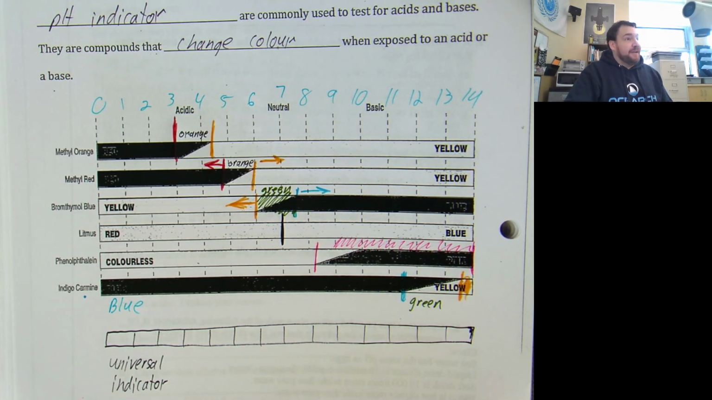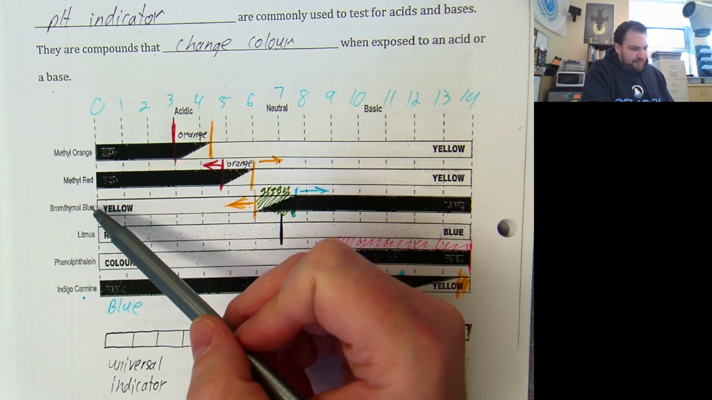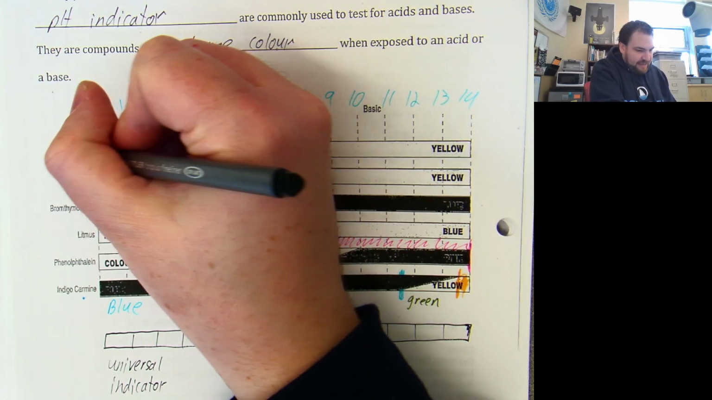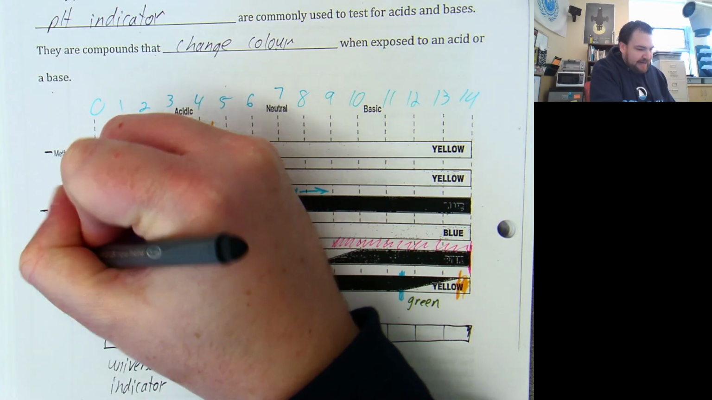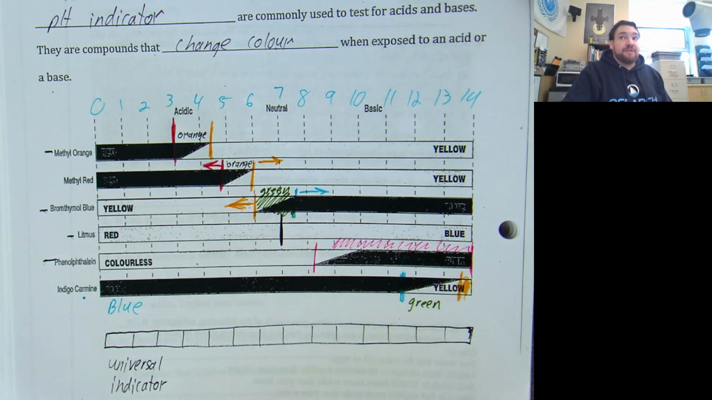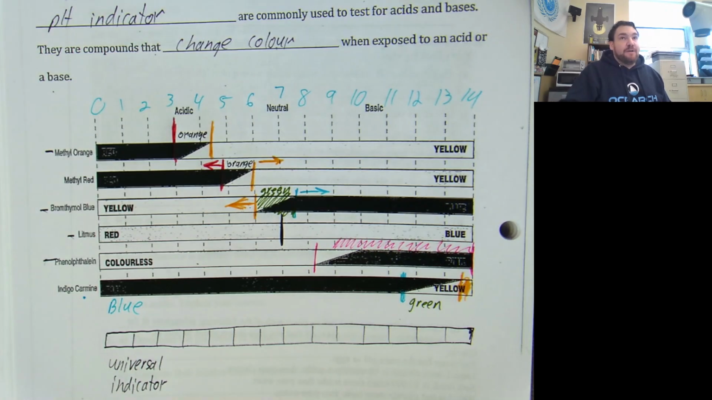You guys are going to do a lab for me tomorrow, letting you play with a couple of these different ones. You're going to use methyl orange, bromothymol blue, litmus, and phenolphthalein, to test a bunch of different solutions and determine whether they're acidic or basic. And that's it. That's all we're talking about today.